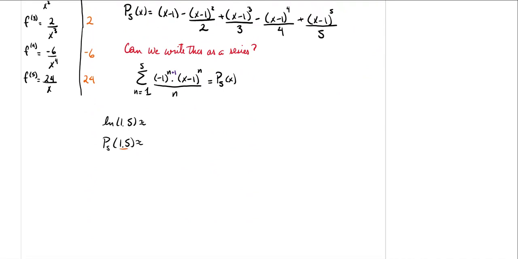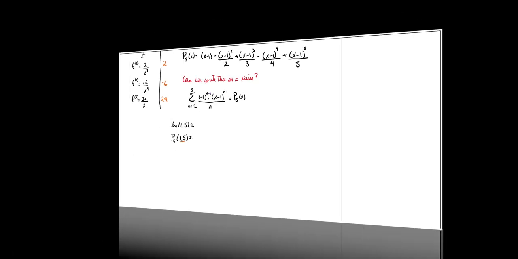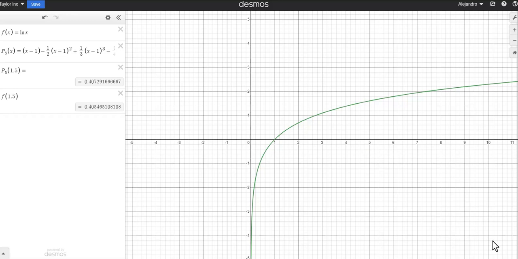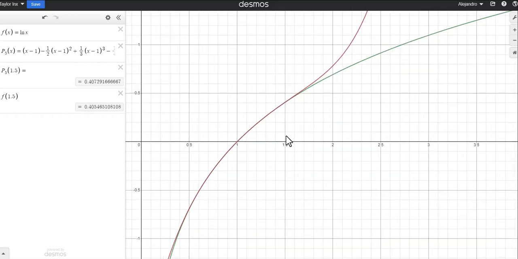Okay, so I'm going to go to Desmos, so we can take a look at how the function ln of x compares to the polynomial approximation centered at 1. So let's take a look. Here we have the graph of ln of x in green. Now let's see how our fifth order polynomial approximation looks in the region near x equals 1. As you can see here, our fifth order polynomial approximation in red looks like a very accurate approximation in the region near 1.